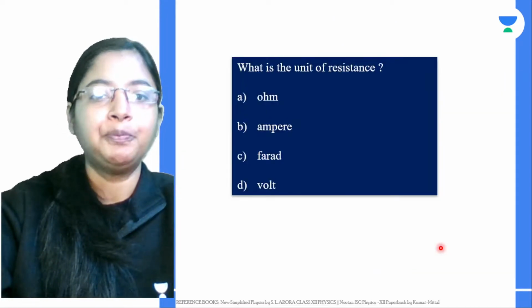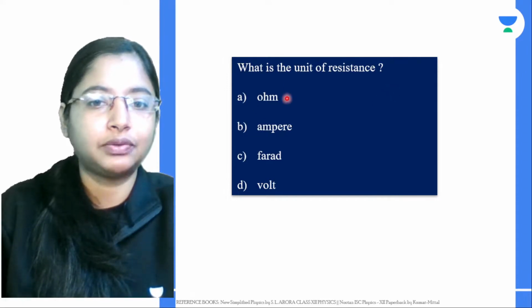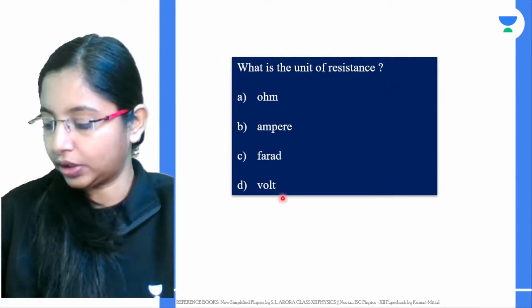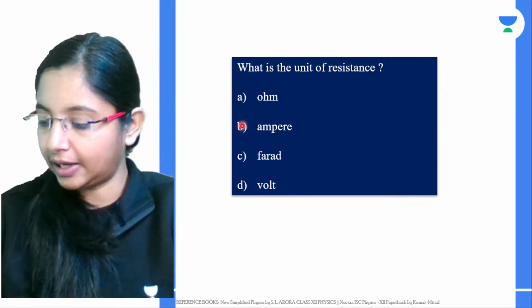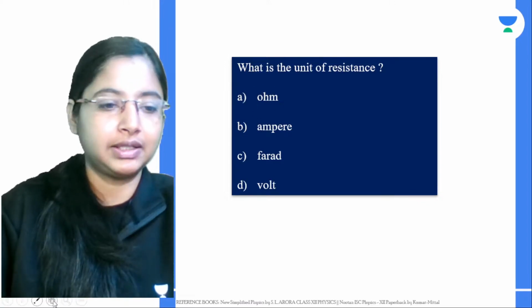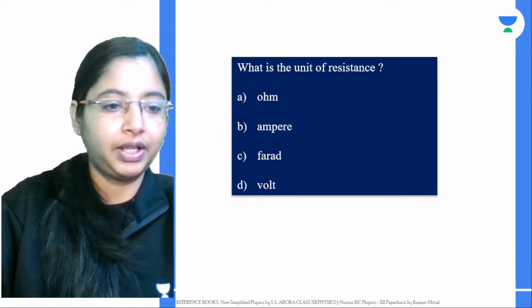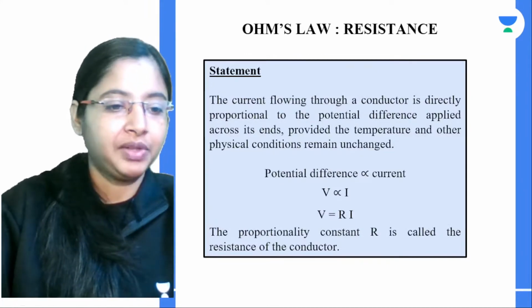All right. Now, before we go ahead, a simple question: what is the unit of resistance? We have ohms, ampere, farad and volt. So here the unit of resistance, if you see, is actually ohms. Okay, the unit of resistance is actually ohms. Now, on that note, first let's see what exactly resistance is.